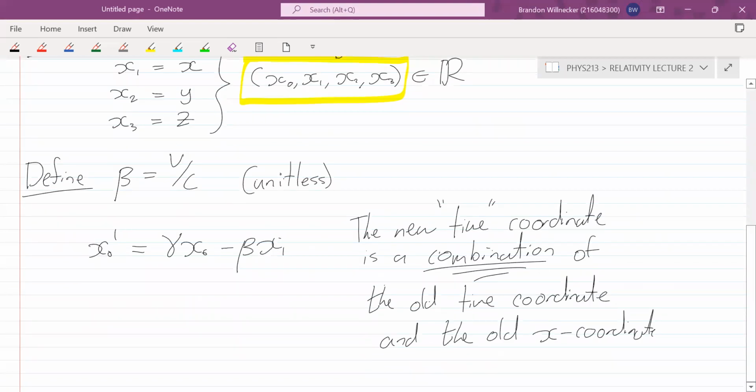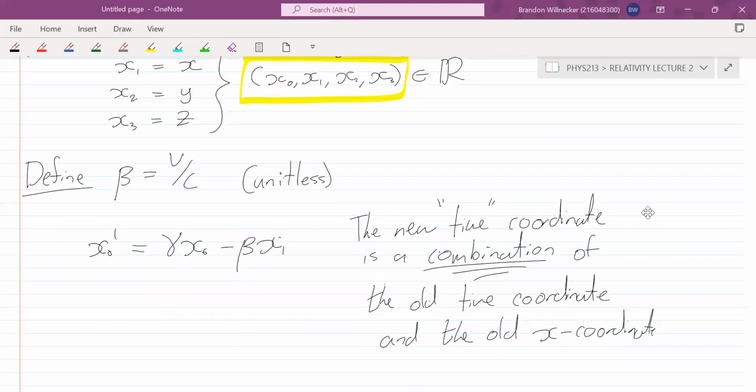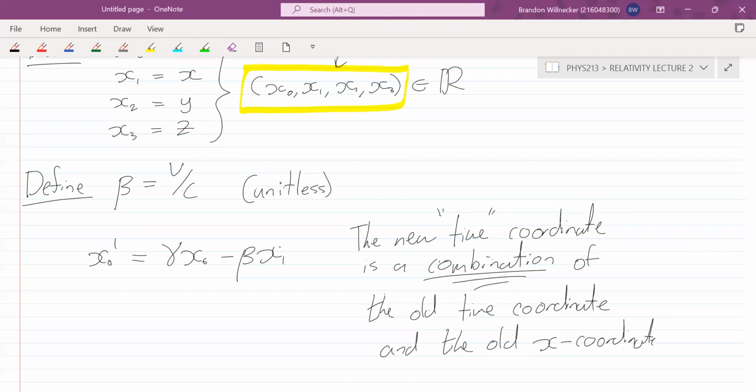So this idea of universal time, where everyone agrees on what time is, what the value of time is, that's gone now, because of this mixing behavior between the coordinates. The time for the prime coordinates is a combination of space and time for the unprimed coordinates. There's this mixing going on here, and we need to be aware of that.